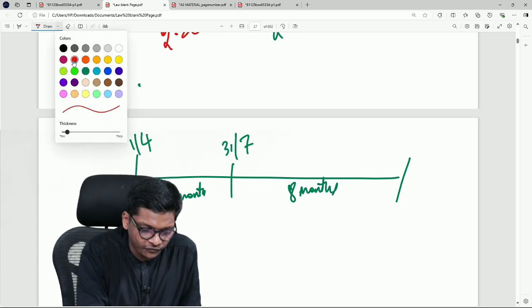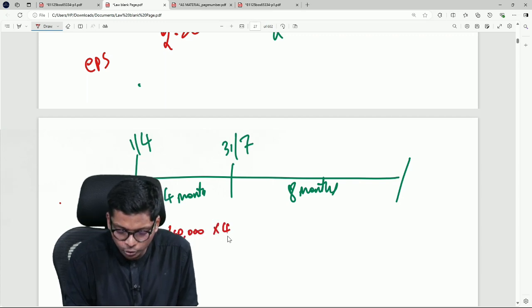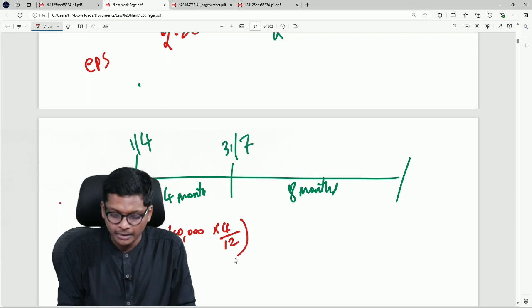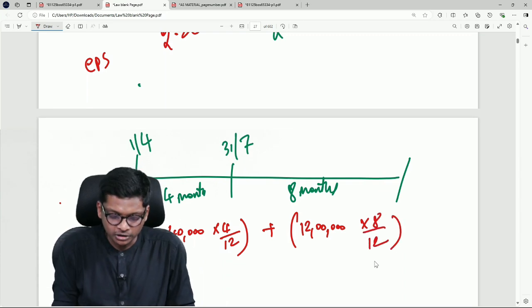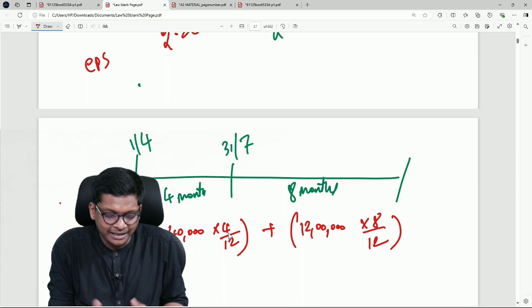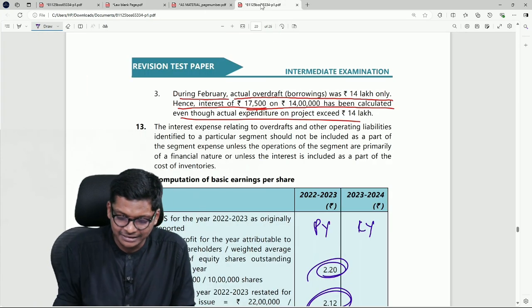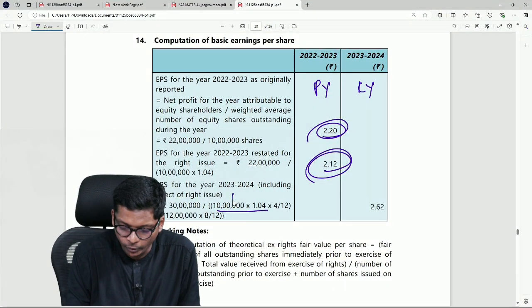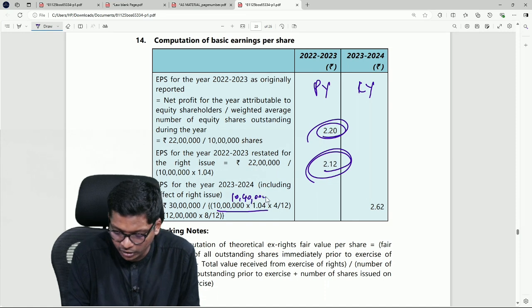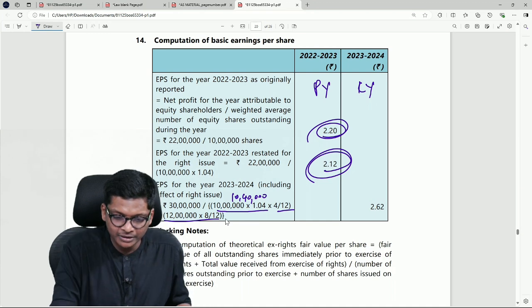So, for the first 4 months, I will consider 10 lakh 40,000 into 4 by 12 plus for the next 8 months, I will take 12 lakhs into 8 by 12, because for the first 4 months rights was not there. So, I am including only the bonus element in rights. Next 8 months I am considering the full thing. Same workings that are done here. 10 lakhs into 1.04 is nothing but 10 lakh 40,000 into 4 by 12 plus 12 lakhs into 8 by 12. You will get the weighted average.